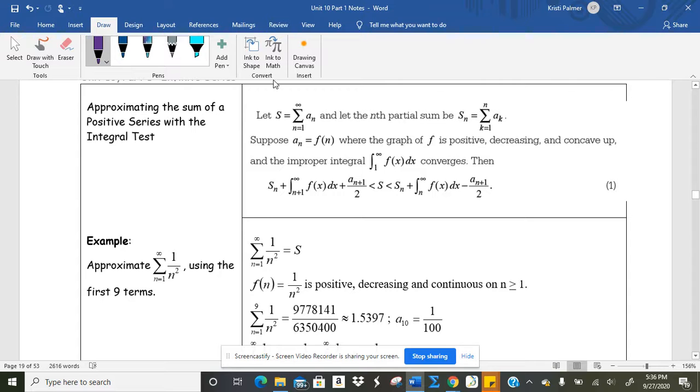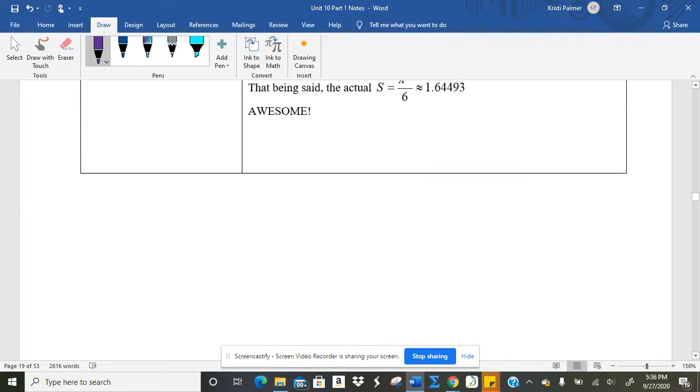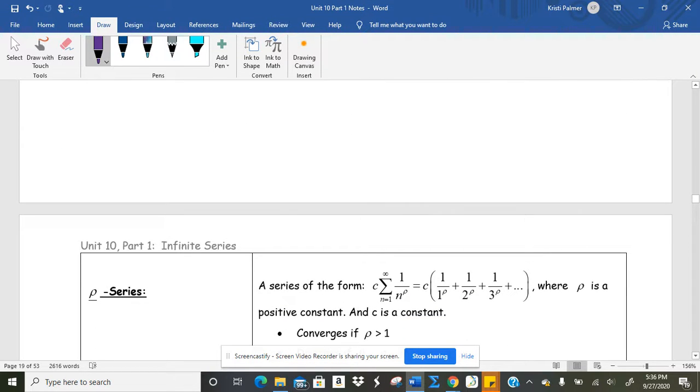Okay, this right here is all kind of like just bonus world. I'd love it if you want to look at it. It's pretty cool, and you can actually get a really good approximation to what the series would be using the integral test, because you're using kind of like the over and the underestimate, and so that's really fun. So if you'd like to try this, I'd love for you to look over that.